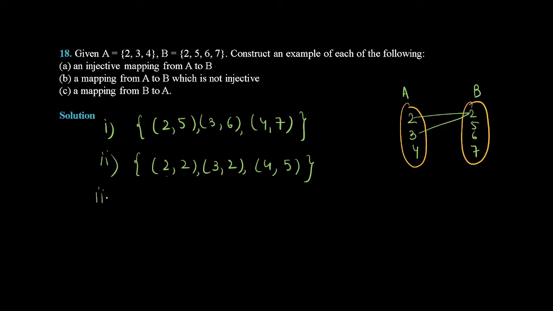Okay. In the third case, I have to take a map from B to A. That means the first element of the ordered pair should belong to the B set. So the elements would be (2, 2), or I can take (5, 3), (7, 4) or (6, 4). I can define any mapping which is from B to A, but it should be a function. So this is my another mapping from B to A. We can define so many mappings in the first part, second part and third part also.